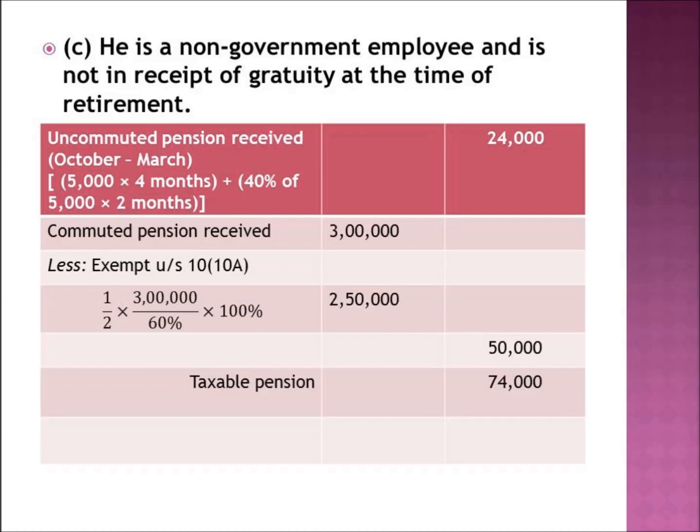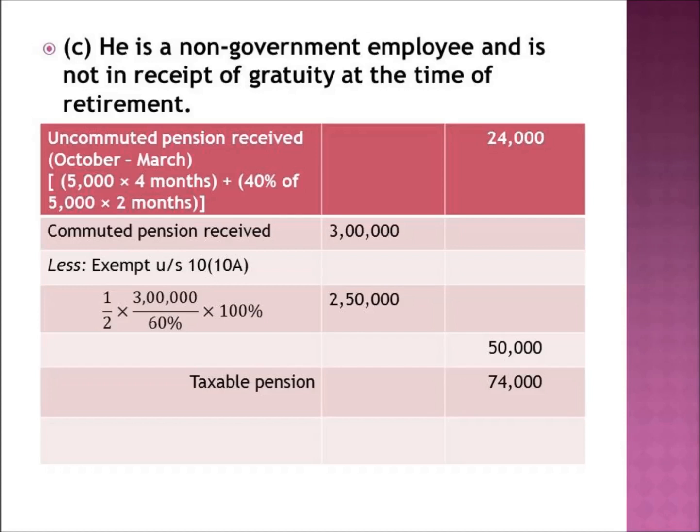So in the previous case it was 1 by 3, that is when the employee was receiving gratuity, he was entitled to a lesser amount of exemption. But in case of an employee who is not receiving gratuity, he is eligible for a higher amount of exemption. So the formula is the same, just that non-government employees who are receiving gratuity are eligible for a lower percentage of exemption, and the employees who are not receiving gratuity are eligible for a higher amount of exemption.